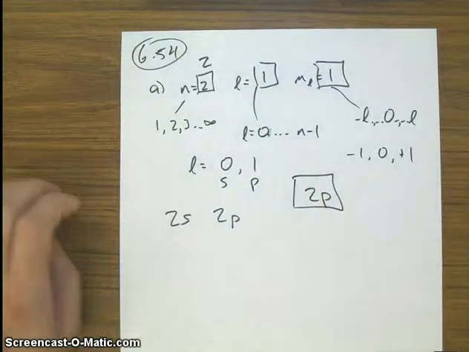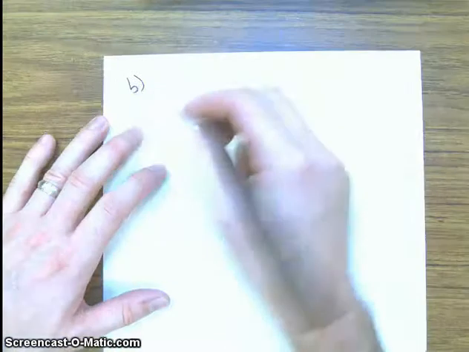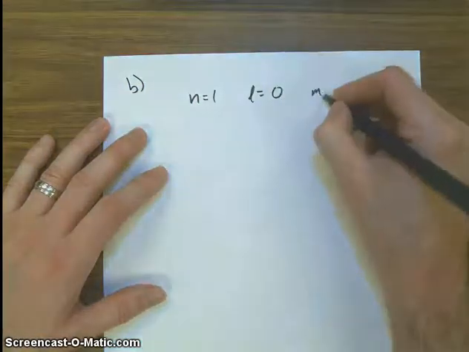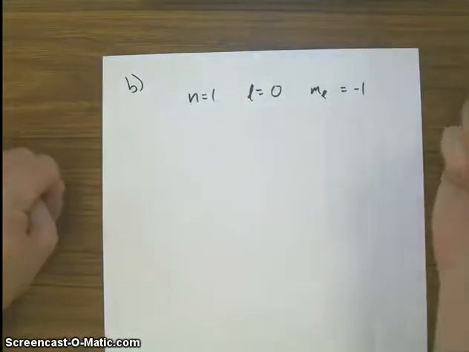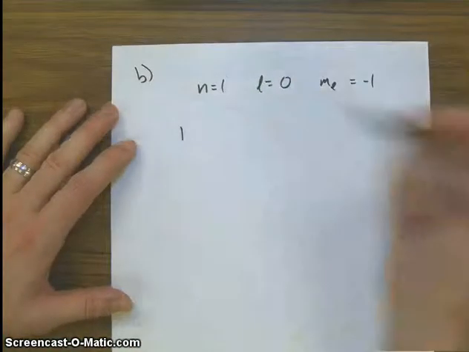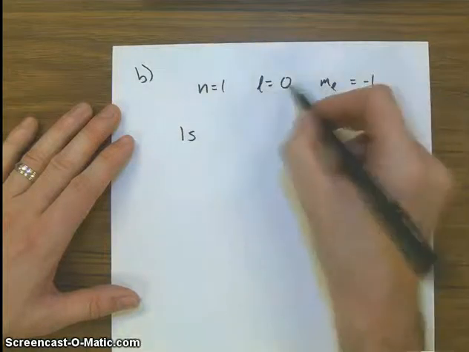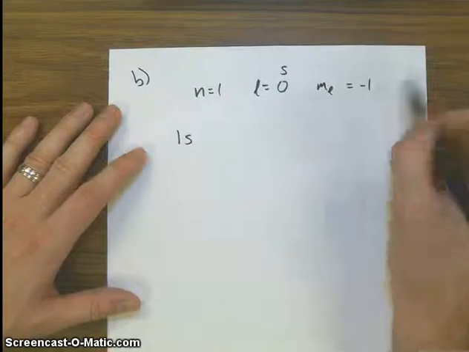Alright, now we're going to get into letter B and see whether that is permissible or not. So now let's look at B. We have n equals 1, we have L equals 0, and we have the magnetic quantum number equaling negative 1. So in this particular problem, we have energy level of 1. I know that in the first energy level there's only the s orbital. So is this the s? Yeah, 0 for the azimuthal quantum number makes sense for s, but negative 1 doesn't make sense.